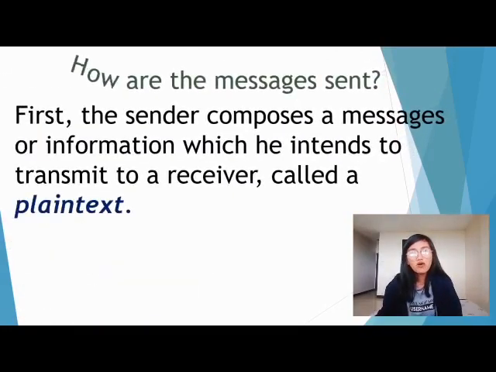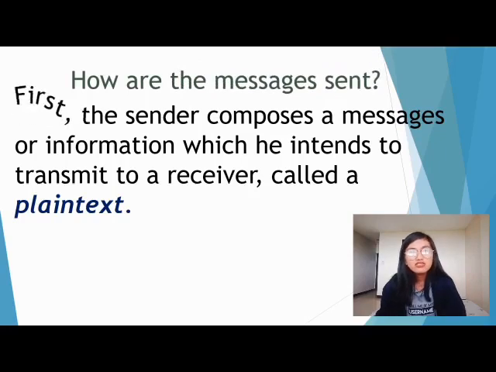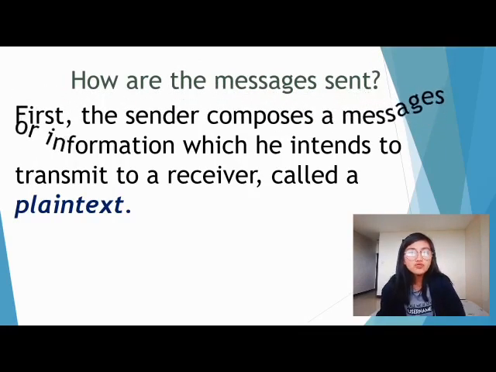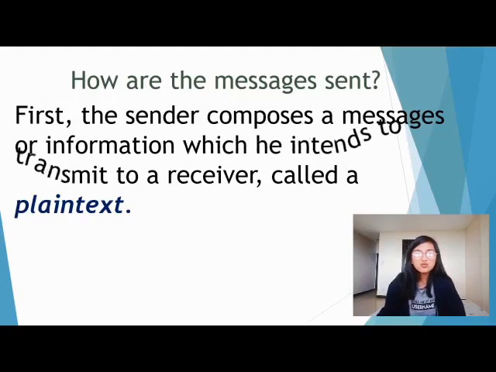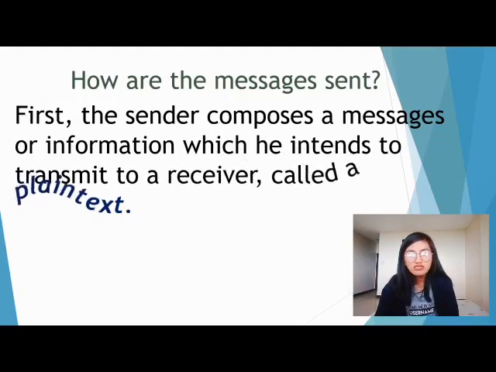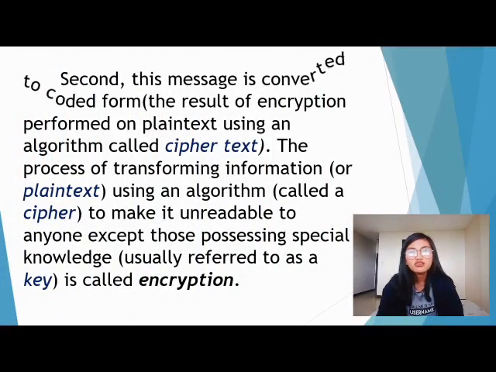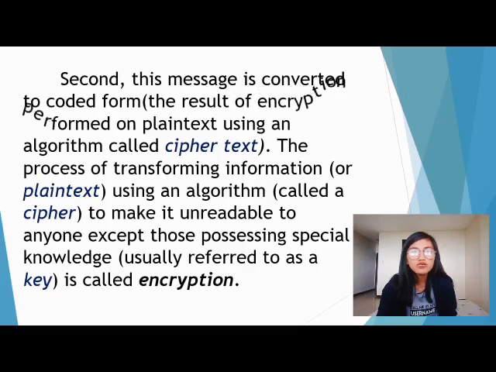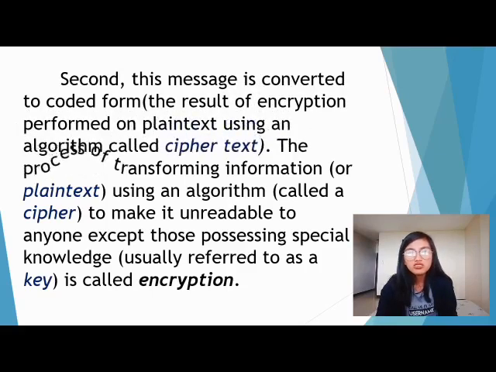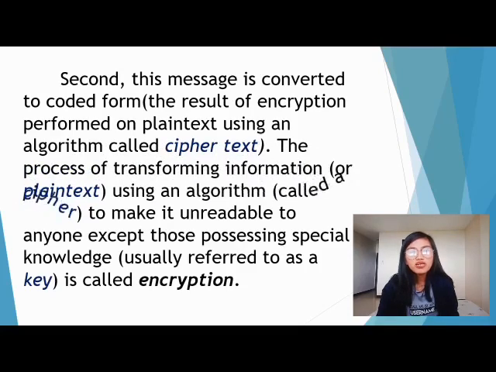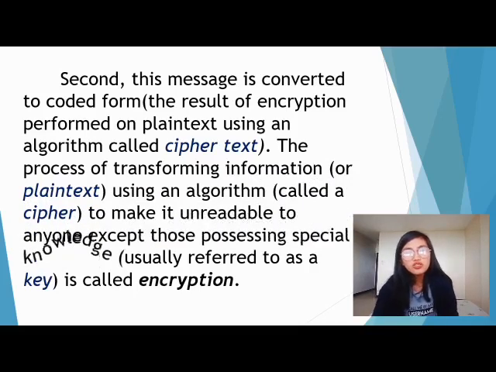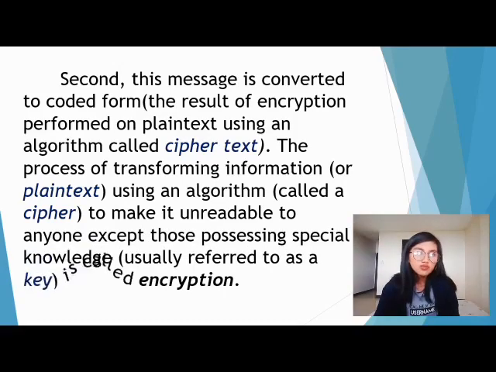So on the question on how are the messages sent, first, the sender composes a message or information which he intends to transmit to a receiver called a plain text. Second, this message is converted to coded form, the result of encryption performed on the plain text using an algorithm, called ciphertext. The process of transforming information or plain text using an algorithm called a cipher to make it unreadable to anyone except those possessing special knowledge, usually referred to as a key, is called encryption.